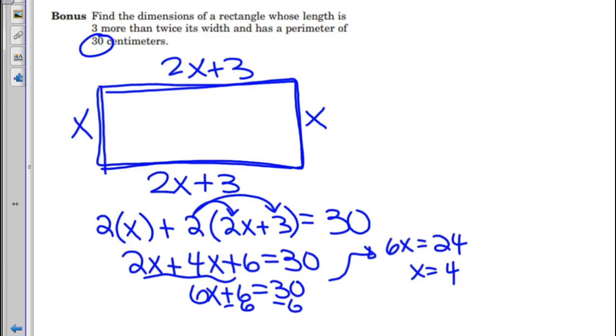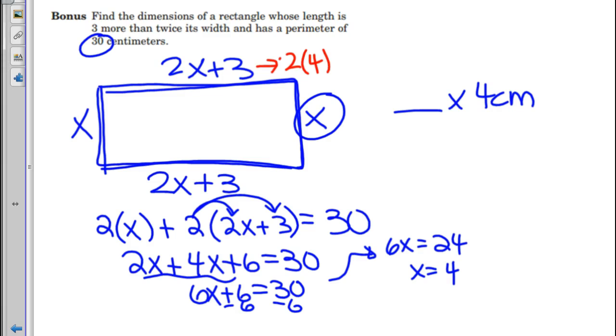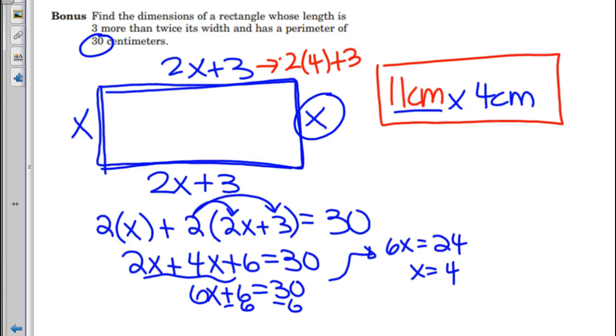All right, so I have the dimensions of one side. All right, so I have the width, so it's a something by 4. What were my centimeters? Units is what I was trying to say. All right, so let's go back up to the length. The length is 3 more than twice the width. So 2 times 4 plus 3. 2 times 4 is 8, plus 3 is 11. So the dimensions are 11 centimeters by 4 centimeters.